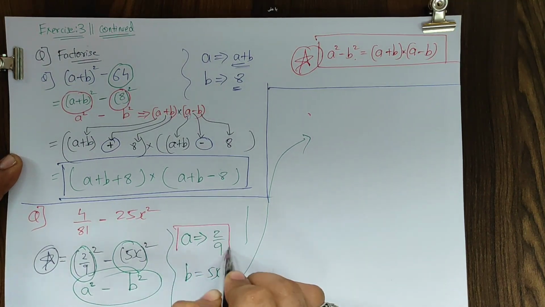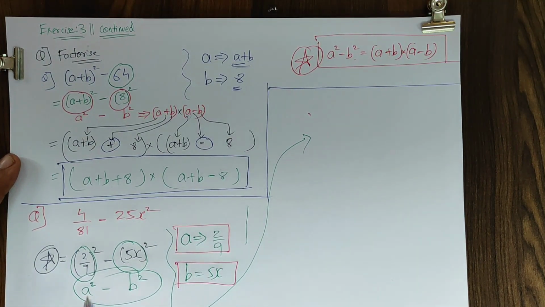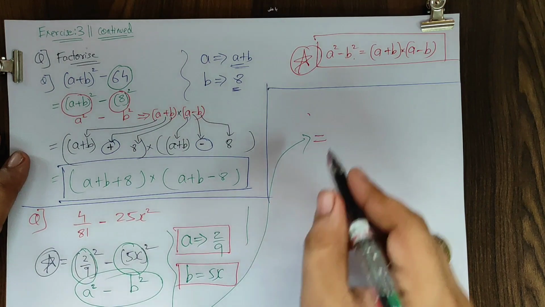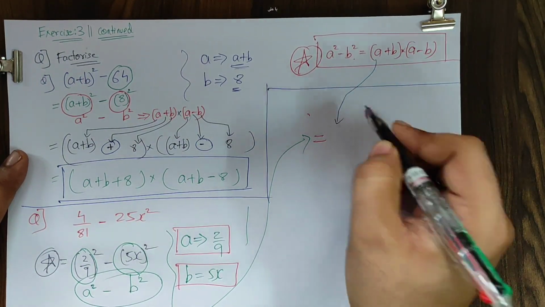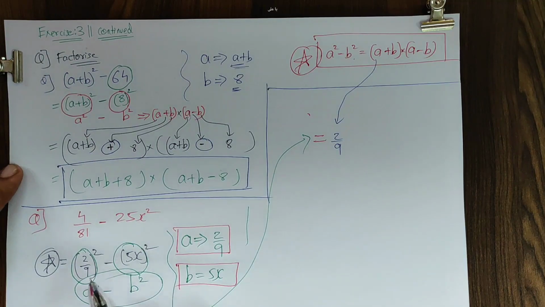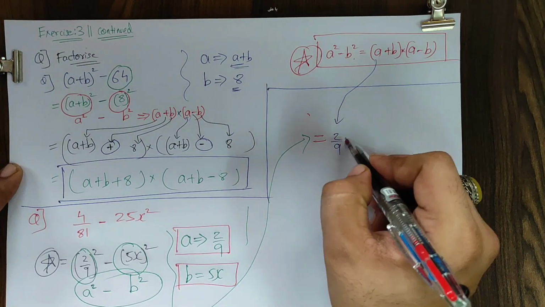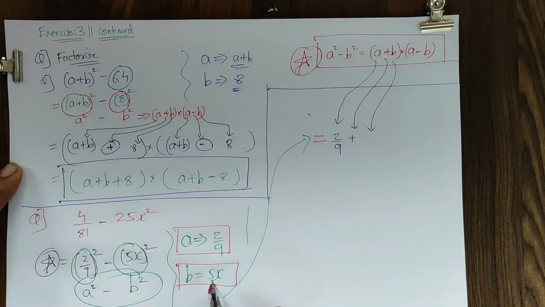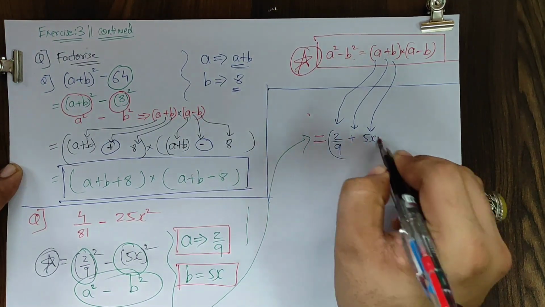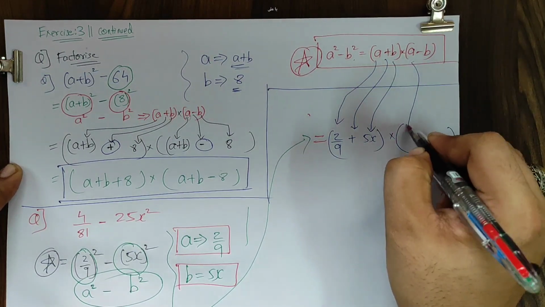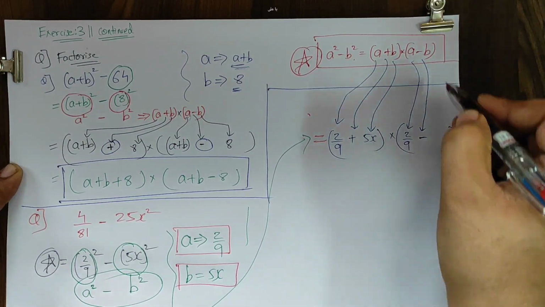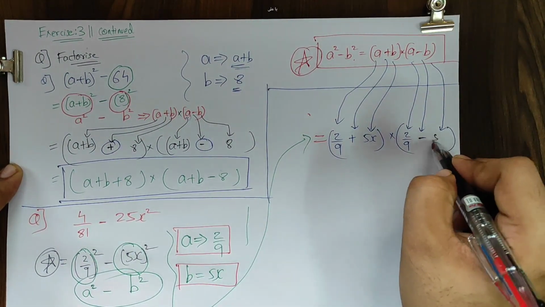In this question, my a is 2/9 and my b is 5x. So, a square minus b square, what will be the answer? It will be (a plus b)(a minus b). At the place of a, 2/9 will come because my a is 2/9. My b is 5x in my submind. So, a is 2/9, plus, as it is, plus b. What's my b? My b is 5x, bracket close, multiplied. My a is 2/9, in between minus, and my b is 5x.